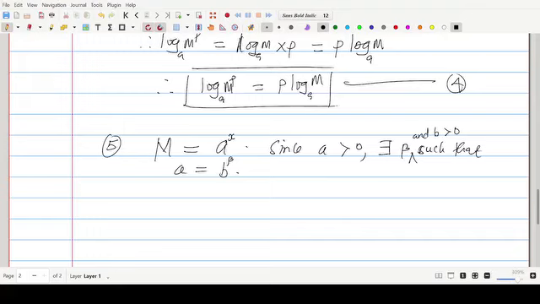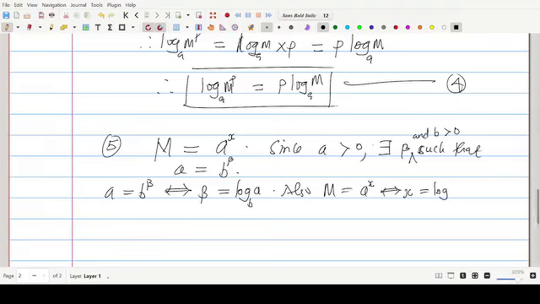Now listen attentively. a equals b to the power of beta. The equivalent form of this can be written as beta equals log to the base b of a. Also, m equals a to the power x has an equivalent form of x equals log to the base a of m.